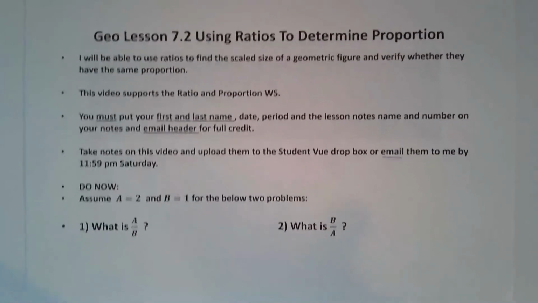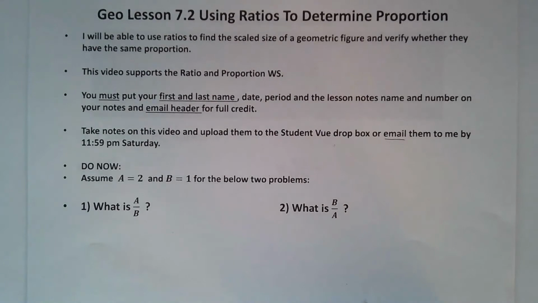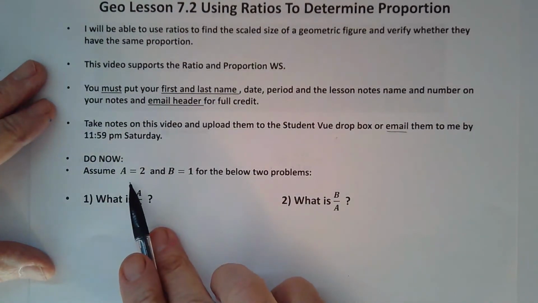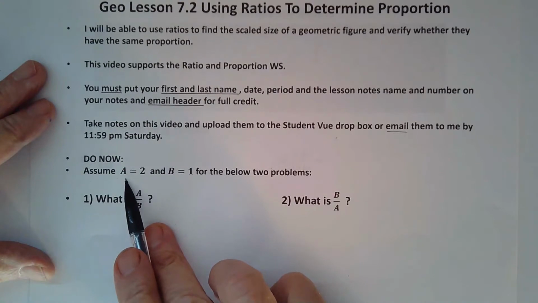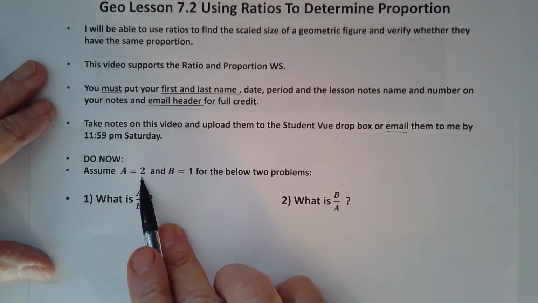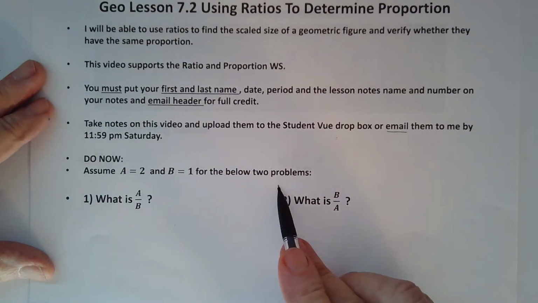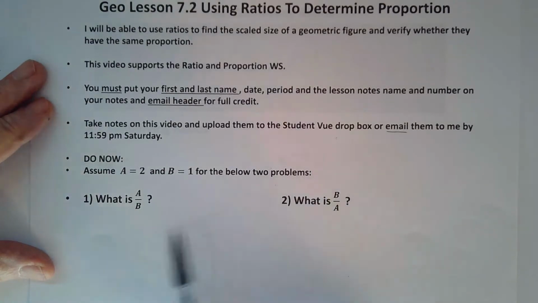Okay? All right. So the first thing I want you to do today is we're going to have you assume that A equals 2. So that's the variable A, if you will. And B equals 1 for the below 2 problems.